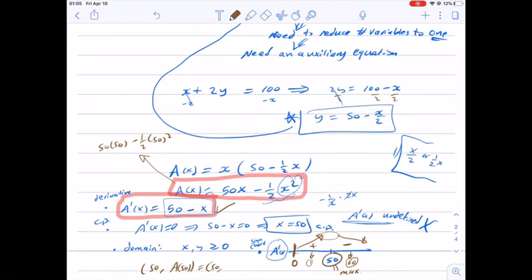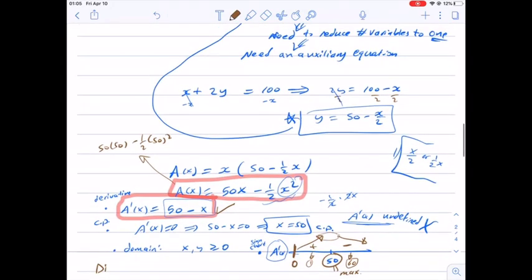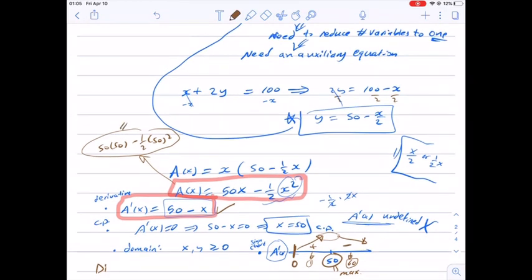Now, we are looking for the dimensions. We don't want to find the value of the area now. We can find it later, but we want to find the dimensions, because the question is about dimensions here. So we want to find x and y that make the area maximum, and then you can use this to find the maximum area. You can compute it. This is the maximum area, which happens when x equals 50.